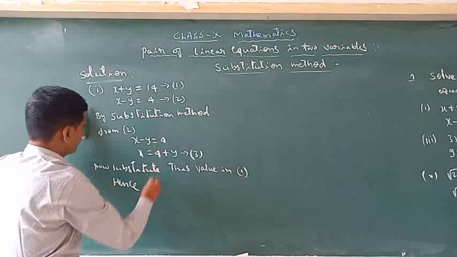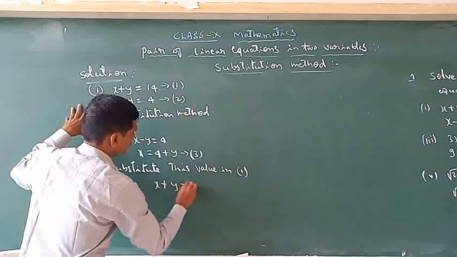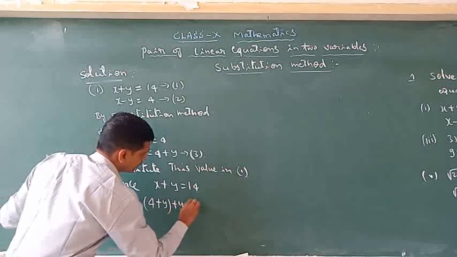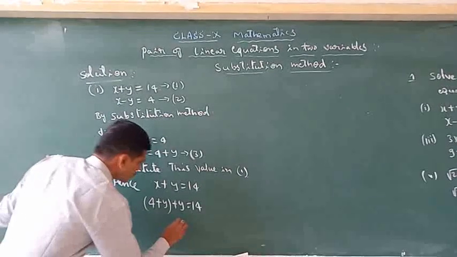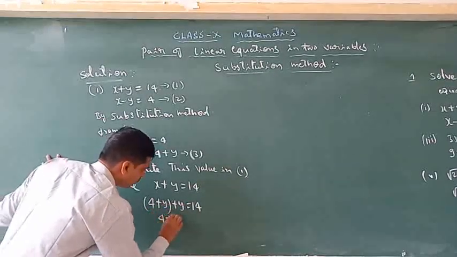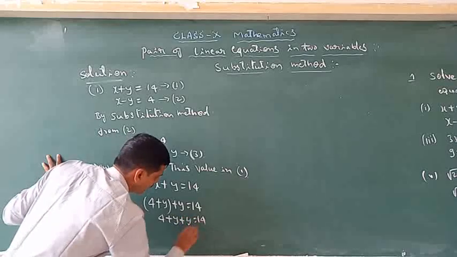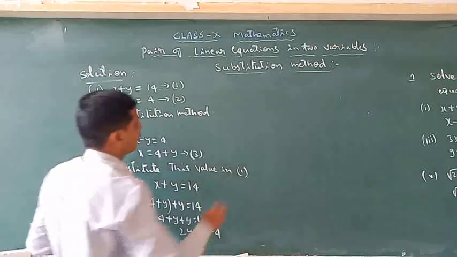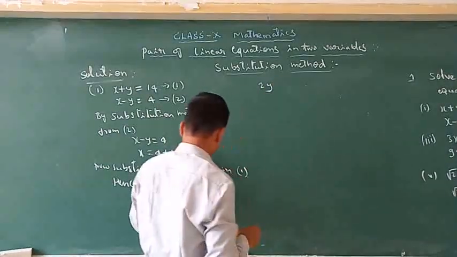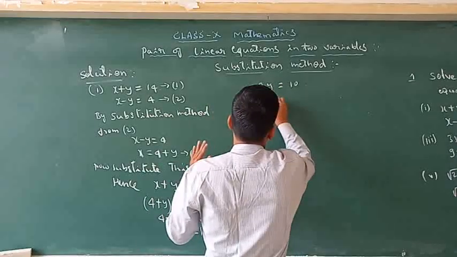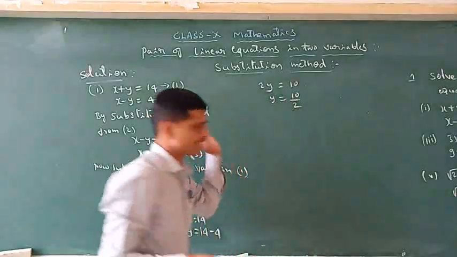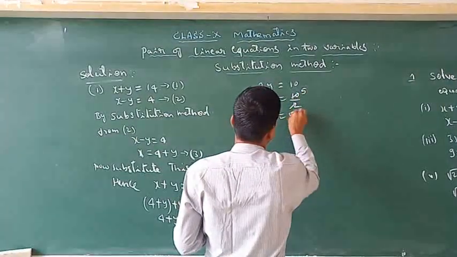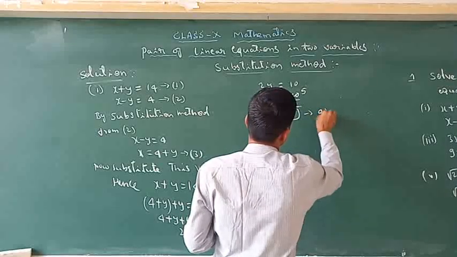So what happened? This x plus y is equal to 14 becomes 4 plus y plus y is equal to 14. Open the bracket, 4 plus y plus y is 2y, equal to 14 minus 4. So your 2y is equal to 10, or y is equal to 10 by 2. That is by the transposing method, cross multiplication. So 2 fives are 10, and your value y is equal to 5. Call it equation number 4.